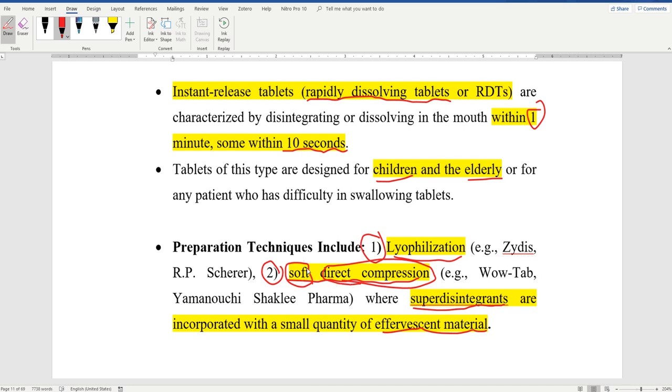Okay, in addition to applying direct compression or soft, I need to use super disintegrants so that it can disintegrate very quickly in the mouth, along with a little amount of effervescent materials, as we know, sodium bicarbonate or citric acid. Okay, in order for it to absorb moisture or humidity from the oral cavity or saliva and then disintegrate very quickly, allowing the drug to dissolve. Is that clear?